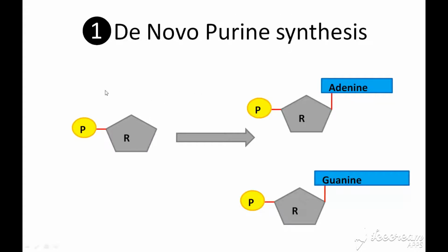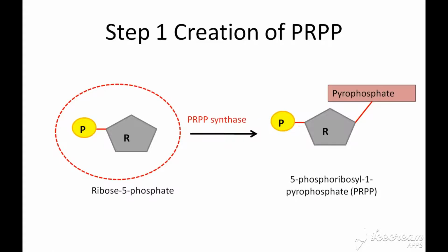In this pathway, we start with ribose 5-phosphate, and then we keep adding molecules until we get the respective purine nucleotides, until we form adenosine and guanosine. The first step is the creation of the molecule PRPP, also known as 5-phosphoribosyl 1-pyrophosphate. Like we said, we start with ribose 5-phosphate and convert it to PRPP, and this is catalyzed by the enzyme PRPP synthase. What we just did is take a pyrophosphate molecule and add it onto the first carbon in the ribose sugar.